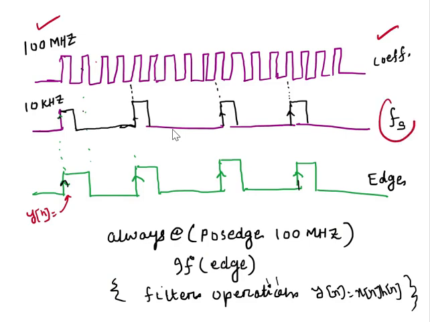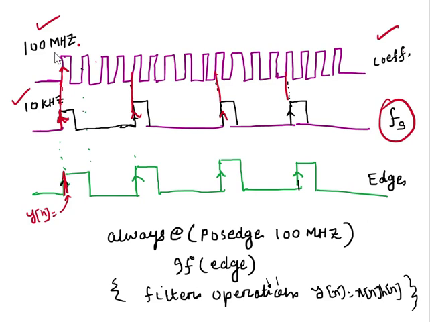Then this is the sampling frequency of your input signal, that is 10 kilohertz. This is the edge for this 100 megahertz signal. This is the edge for this one. So what we are doing here: whenever this input signal is sampled at this edge, right? Then at this edge again the input signal is sampled, then at this edge. So this is the same edge, this is the same edge, this is the same edge.